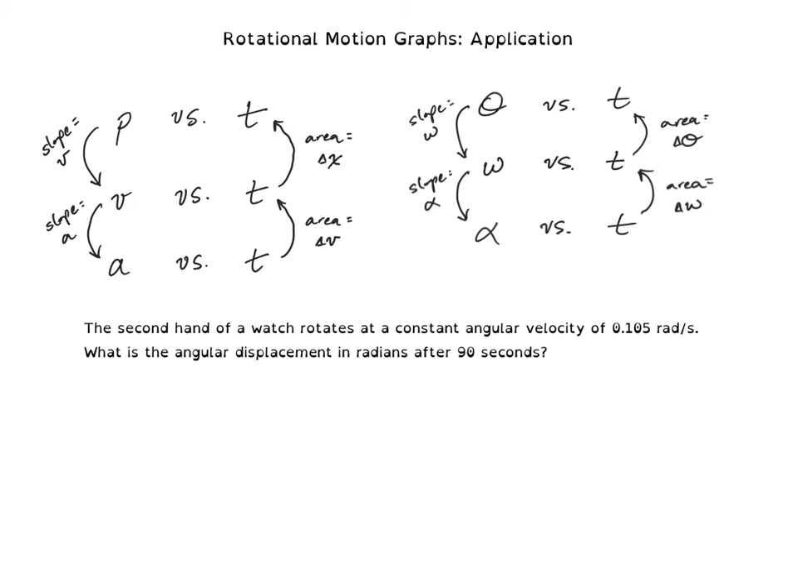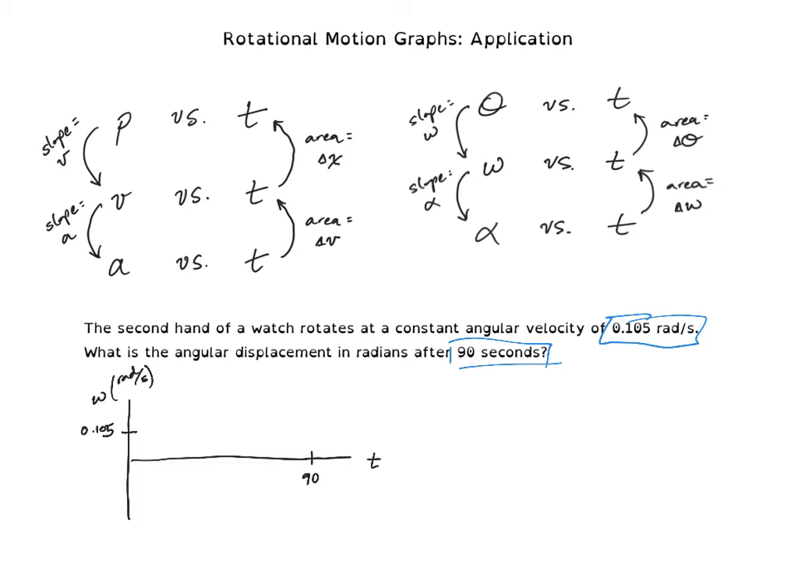The first is this right here. We have that angular velocity. And we also have time. So what I'm going to do here is create an angular velocity versus time graph. We know that the angular velocity is 0.105 radians per second, and we're looking at a time interval of 90 seconds. So that graph is pretty simple looking. It just looks like this.